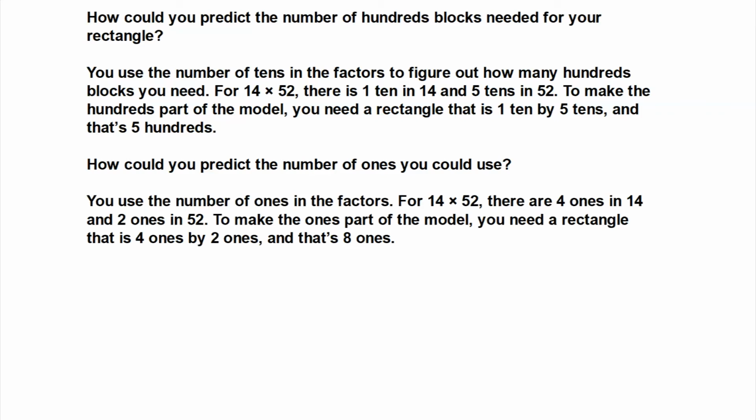You use the number of ones in the factors to determine the number of ones blocks you're going to need in your model. So a similar approach, we look at the first factor, we take the 4 times the 2, that's giving us 8, so that we know we've got a block that's 4 by 2 of ones.